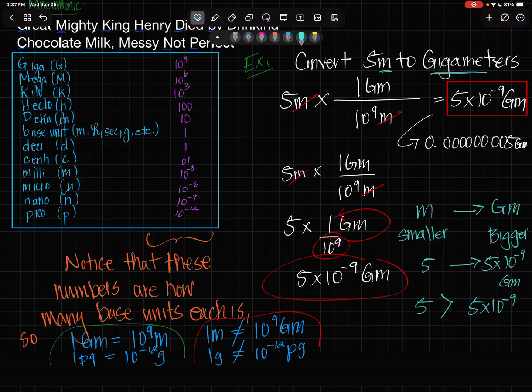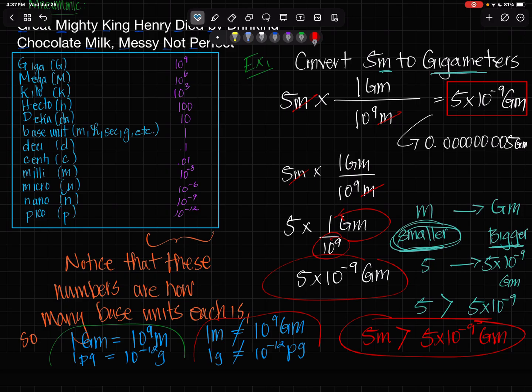And this makes sense because when you're going from a smaller unit, meters, to gigameters, which is bigger, your number is going to get smaller, okay? Which is exactly what happened. You went from 5 to 5 times 10 to the negative 9. The magnitude of that number got smaller. This does not, and I'm going to put this in red, this is not saying 5 meters is greater than 5 times 10 negative 9 gigameters. Okay, it's not saying that one bit. So don't even think that way, all right?